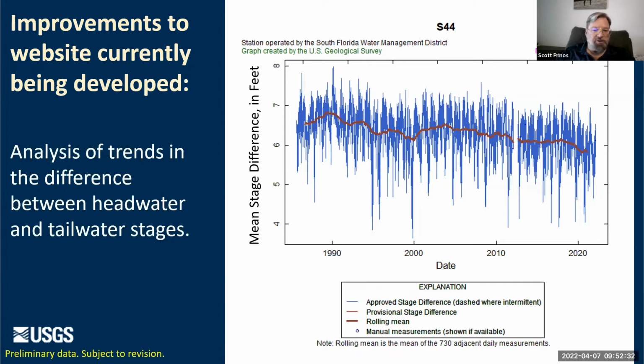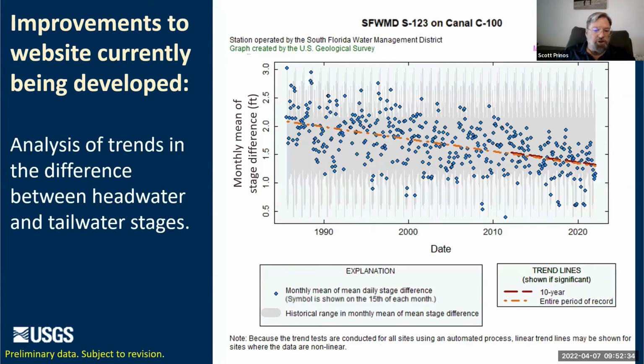Next slide, please. Here's another way to look at the same data. In this graph, monthly mean differences are shown, and a 10-year trend line has been computed. This website is currently in review and will be released soon.